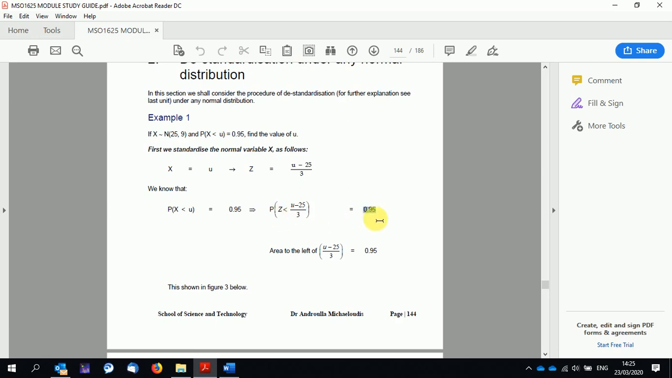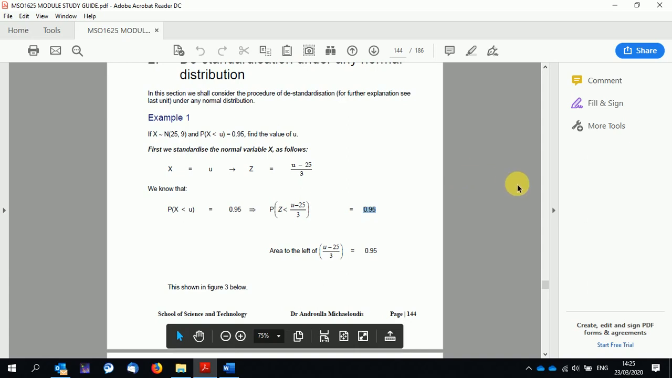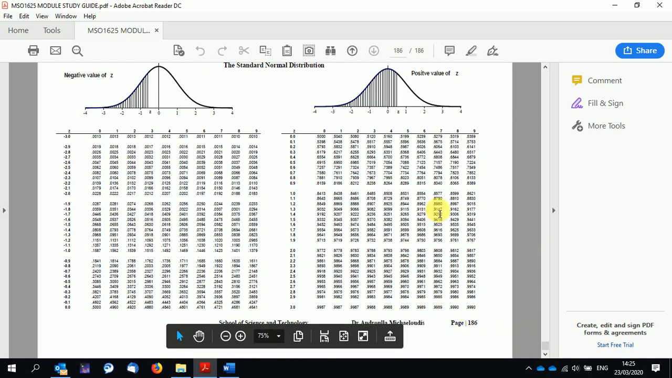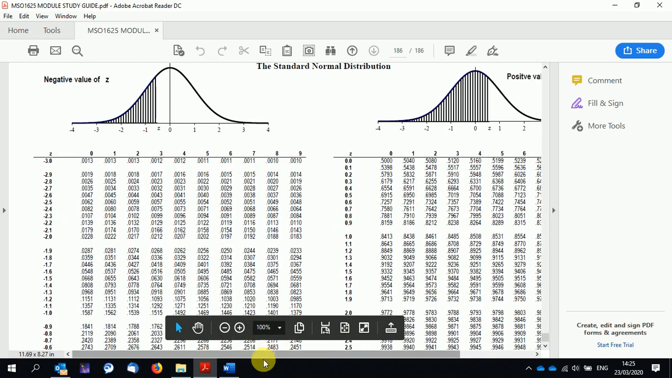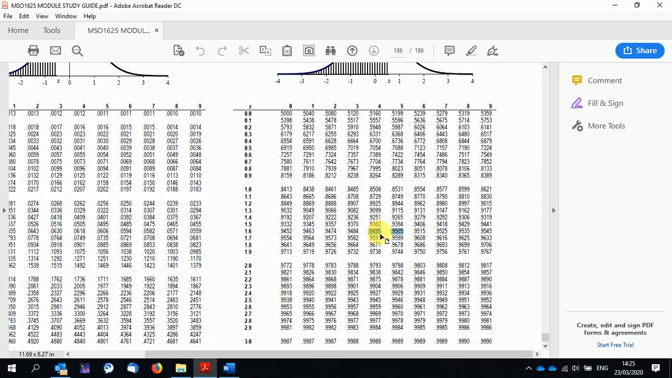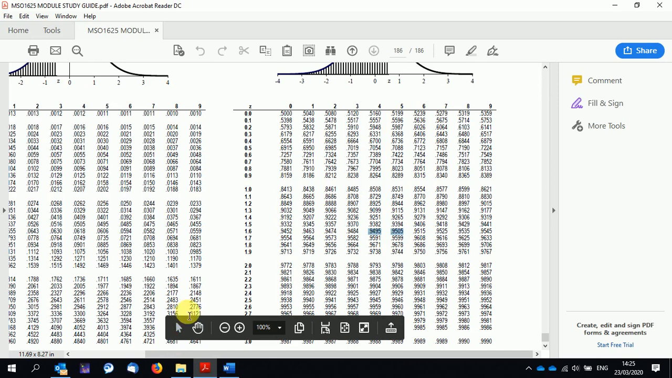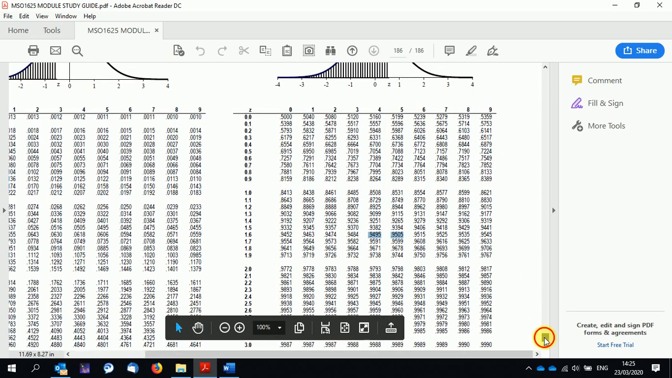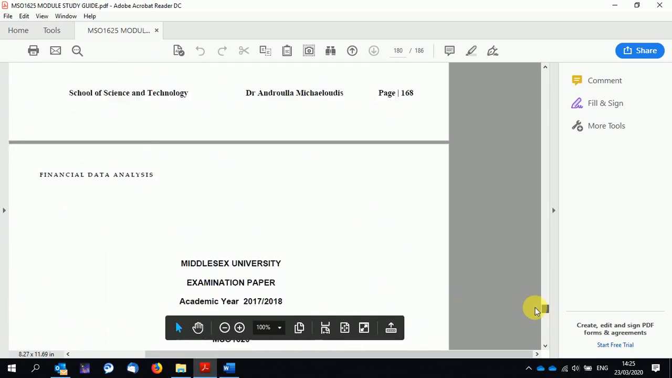So first of all, probability is given to us, which means I will have this right now. 0.95 is the probability, so 0.95 is in between these two values here, right? So 1.64, 1.645, or 1.65, any one of them would do, and that's the z value.